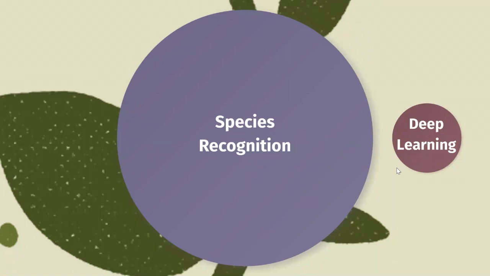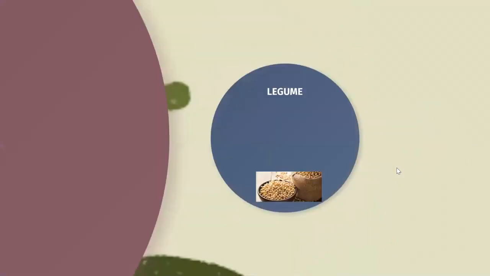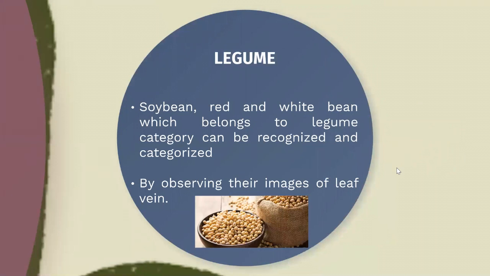Species recognition can help reduce time of classification and recognition. The model that can be used is deep learning. By using this model, soybean, red, and white bean, which belong to the legume category, can be recognized and categorized. This can be done by observing their images of leaf weight. Now we have done species recognition.